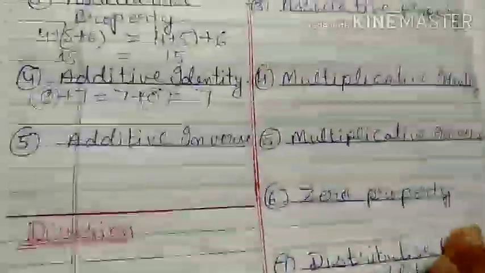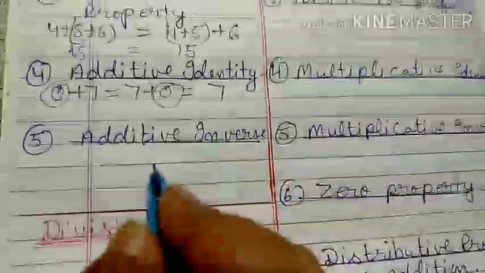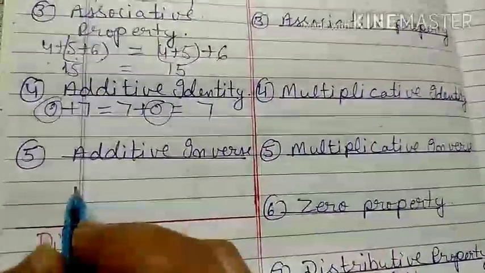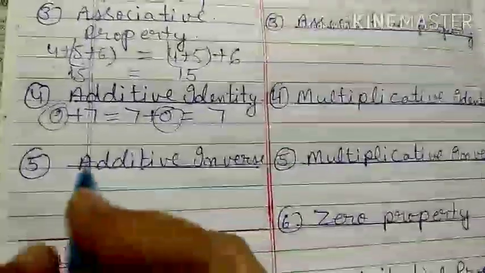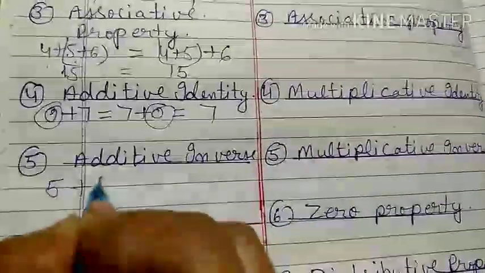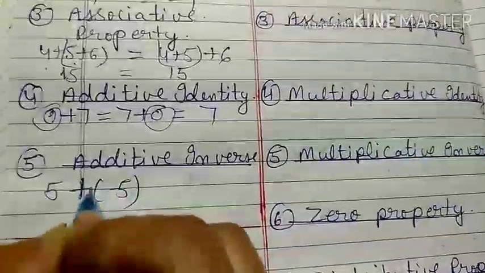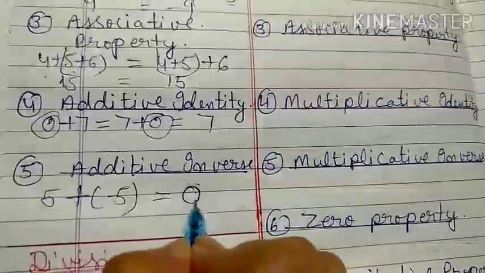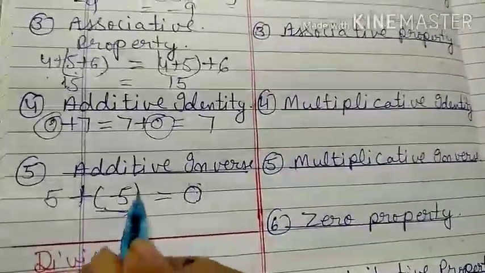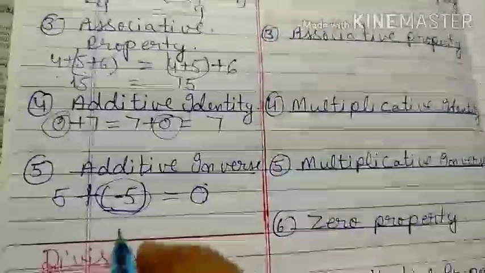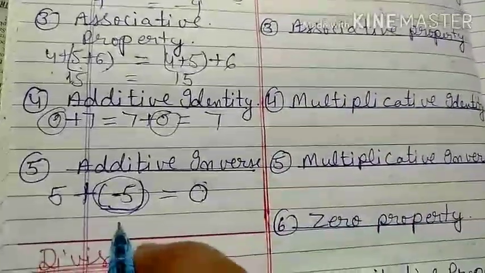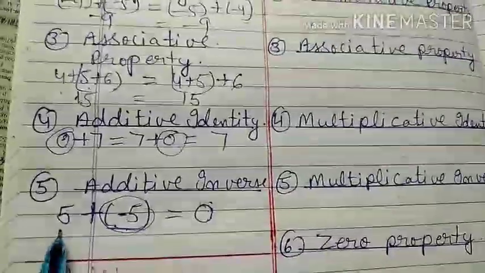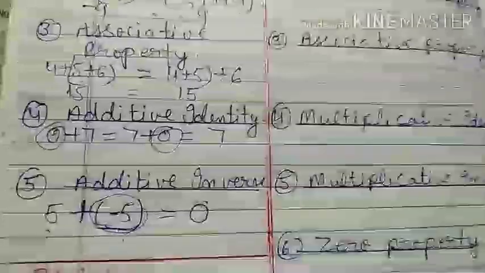Next is additive inverse. Additive inverse means the number you add to any number so that your answer is the same as your additive identity, that is 0. Like if I have 5 and I add the negative of the same number, that gives me 0. Zero is my additive identity, and the number which I added, we call additive inverse. We can say that the additive inverse of -5 is 5 and the additive inverse of 5 is -5.